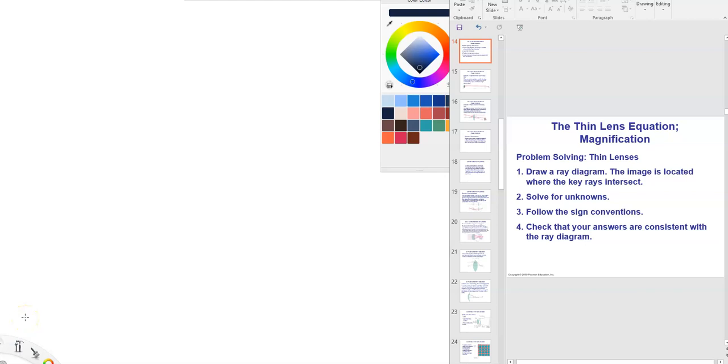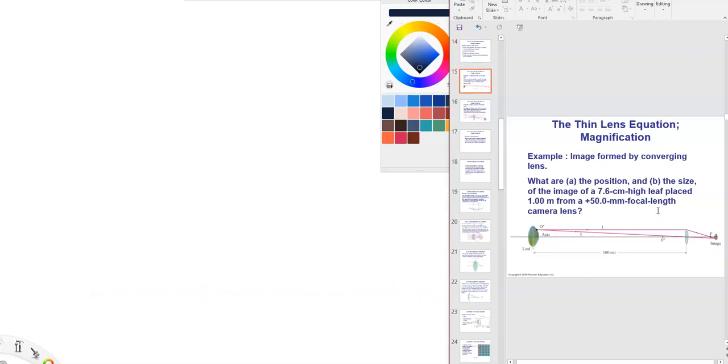Okay, this is the continuation of the previous video. I'm just going to discuss a few problems, ray diagrams, lenses. Alright, example, converging lenses. What are the position and the size of the image?